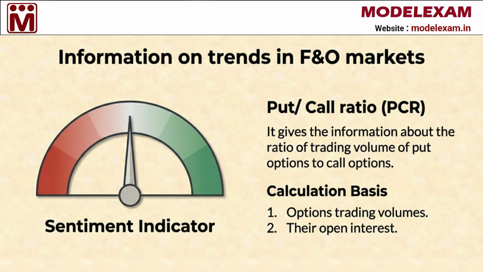Finally, we use the put call ratio or PCR as a sentiment indicator. This ratio compares the trading volume of put options to the volume of call options. It can be calculated using either the trading volumes or the open interest. This single number helps us understand the general mood of the market and whether traders are feeling more cautious or more optimistic.